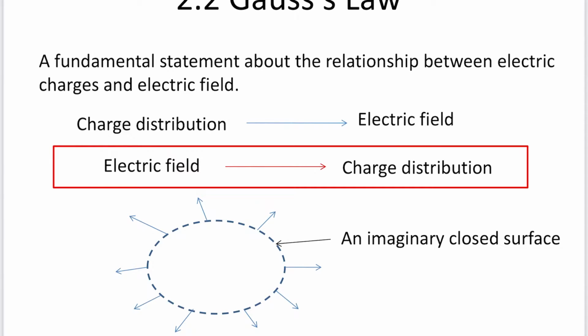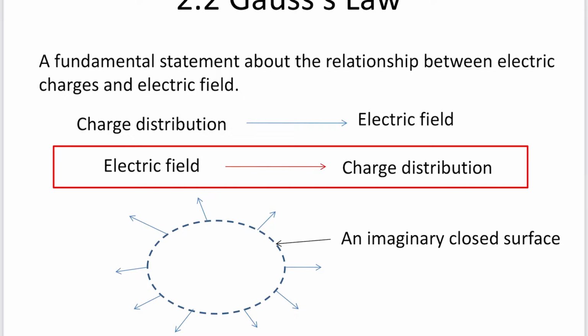In this section, I'd like to explain Gauss's law. This is a fundamental statement about the relationship between electric charges and the electric field. I explained how to calculate the electric field from the charge distributions. Gauss's law says if we know the electric field, we can find the charge distributions. This is the statement of Gauss's law.